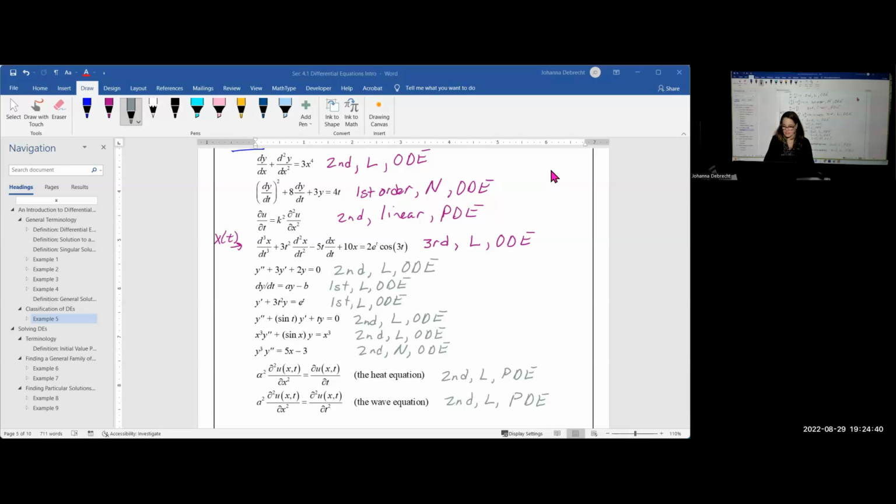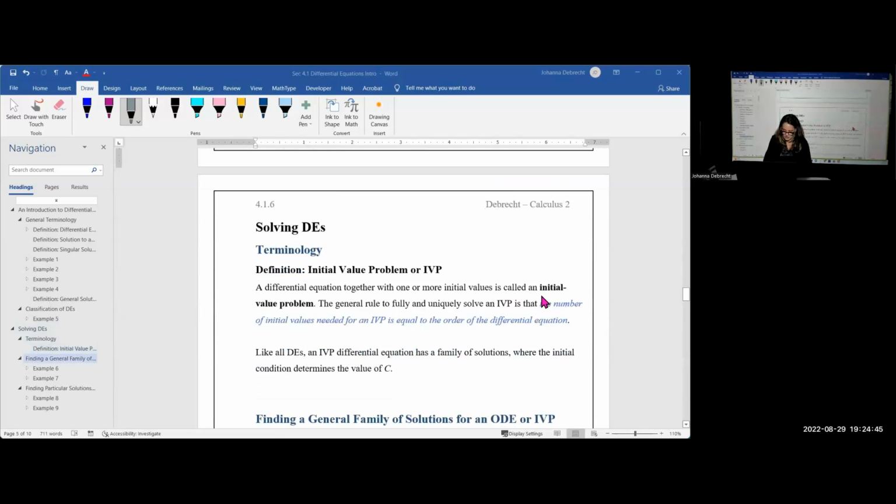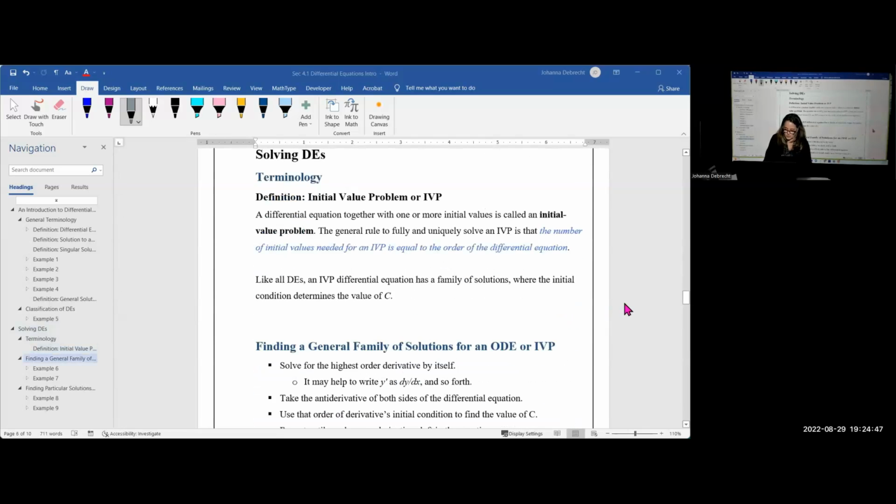Okay, let's go ahead now and let's move on. We want to talk about some more terminology. We want to talk about what an initial value problem is, or an IVP. An initial value problem is a differential equation together with one or more initial values. And by initial values, we pretty much mean a point on either y or a point on y prime or a point on y double prime. So we're talking about an ordered pair pretty much that is on that particular function, y or y prime or something like that.